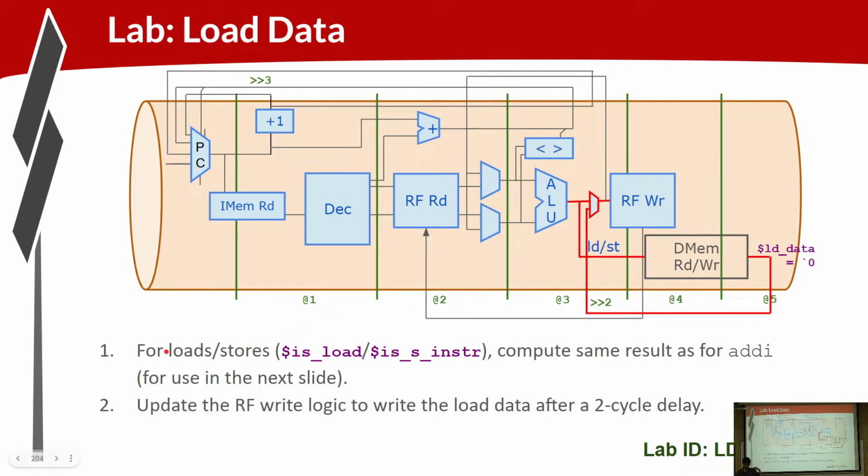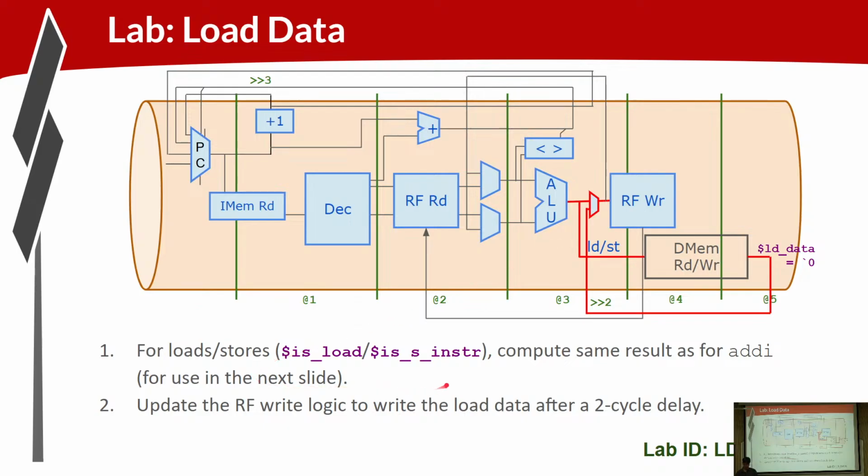So let's see, step 1 here is for loads and stores, which are identified as isLoad and isStore. We want to compute the same result that we do for add-I. That's the computation that gives us the address, right? So for loads and stores, the address is one of the source registers. I forget. It must be source 1 plus the immediate value, right? And that's the same as add-I. So first step here is to update your execution unit, your ALU, to perform that operation for loads and stores.